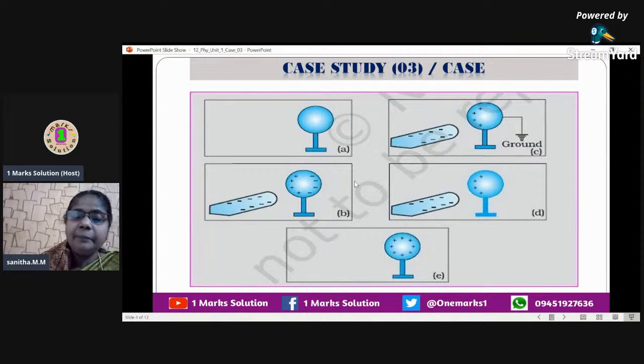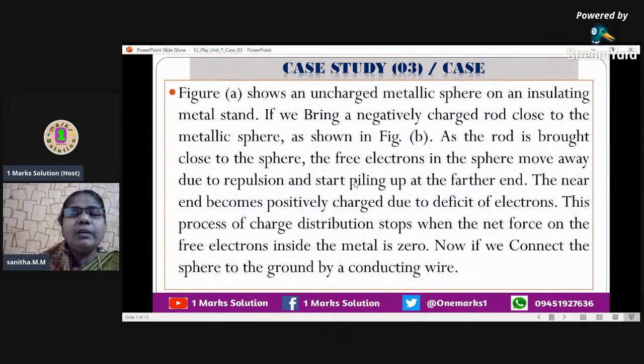Once again, I'm telling, it is the process of inducing opposite charges. If you want to get positive, you have to place negative. If you want to get negative, we can place a positive charge. That is the only difference. The process of inducing opposite charges without any direct contact and without any loss of charge, we call charging by induction.